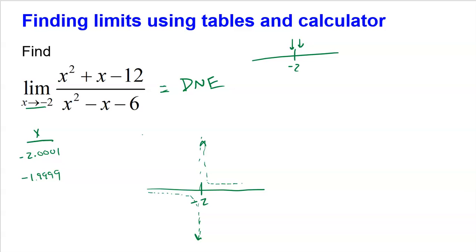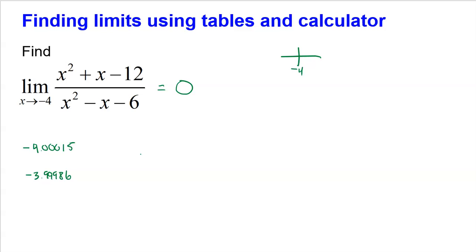This problem, we weren't going anywhere. We were going down forever. We were just seemingly getting bigger and bigger and bigger in a negative direction. Then we checked the other side, we're getting bigger and bigger in a positive direction. Limits need to go to a number. If you're not coming to a number, you just don't exist. There is no limit.